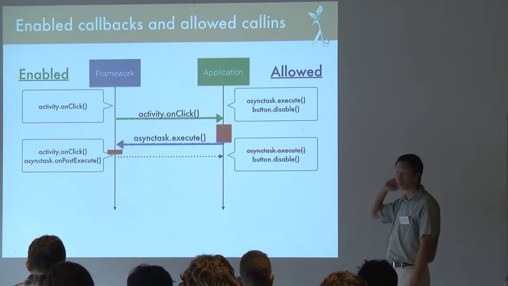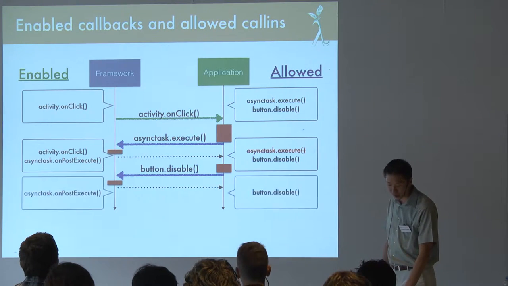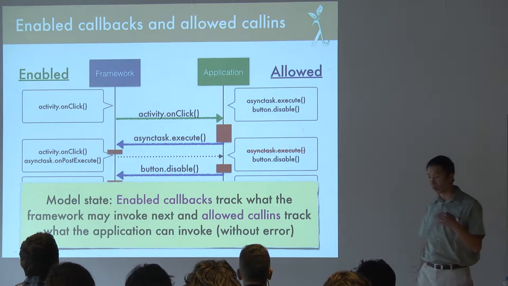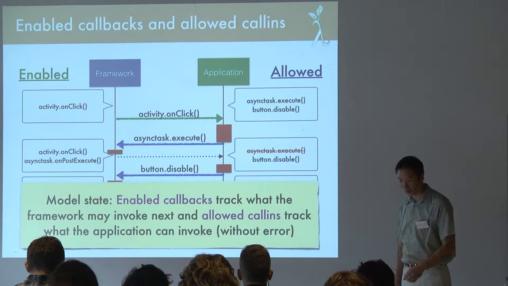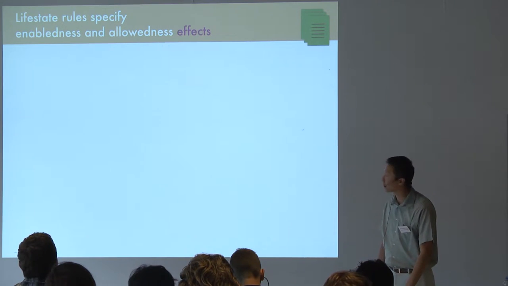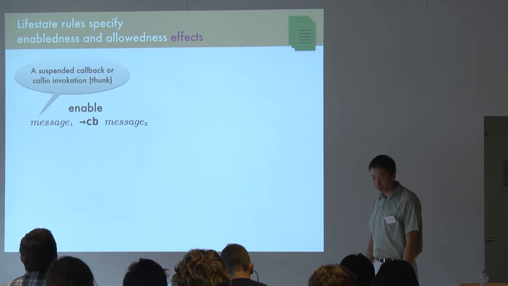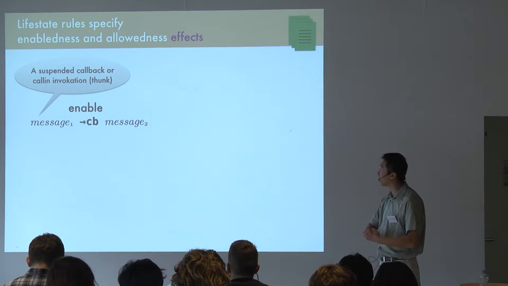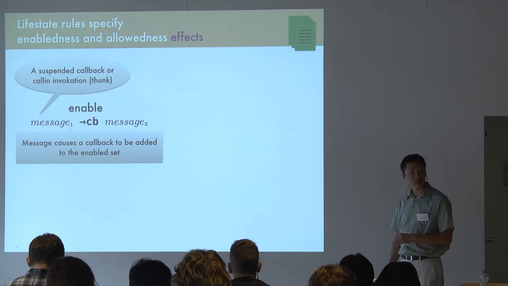And that can also affect saying that now you're no longer allowed to call async task execute, and so forth, like with the button disabling. So the model state that we need to capture is that enabled callbacks track what the framework may invoke next, and allowed call-ins track what the application can invoke. So these are the aspects we care about. Life state rules specify essentially this core idea of enabledness and allowedness and their effects. That is, we may have a rule like an enable rule that says some sort of callback, or the terminology here is a message, is a suspended callback or call-in invocation, but as a thunk, so that when this message is invoked, it causes a callback to be added to the enabled set.